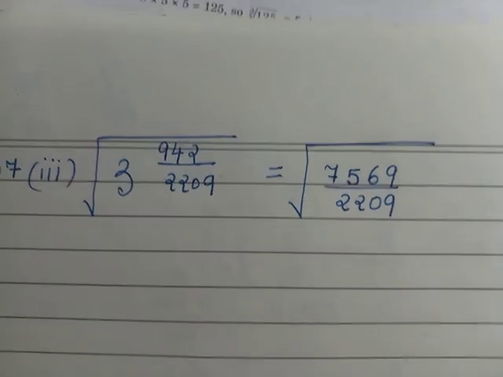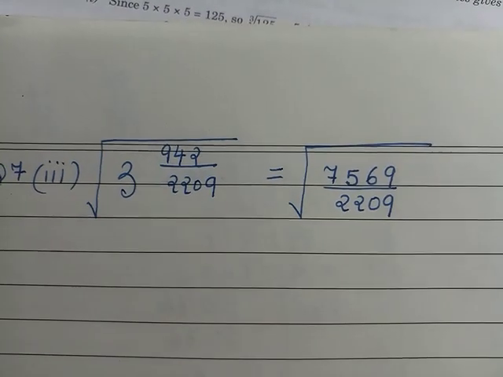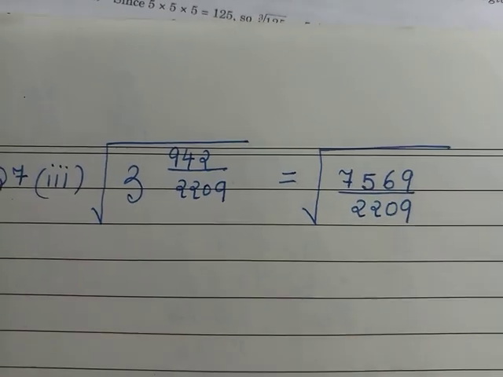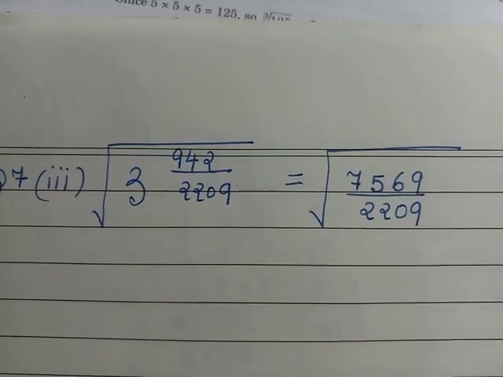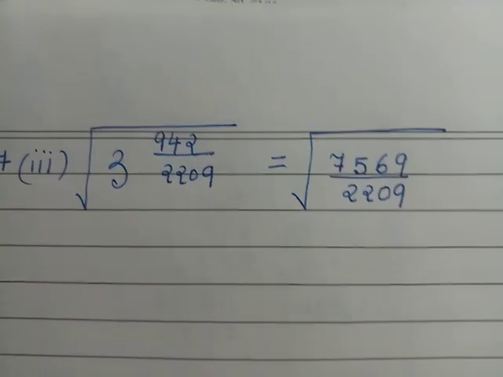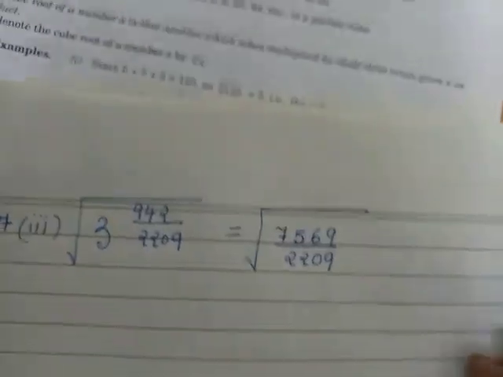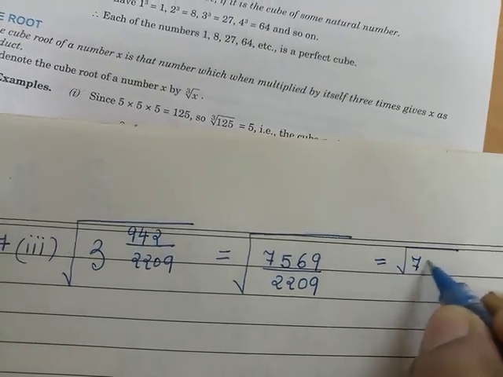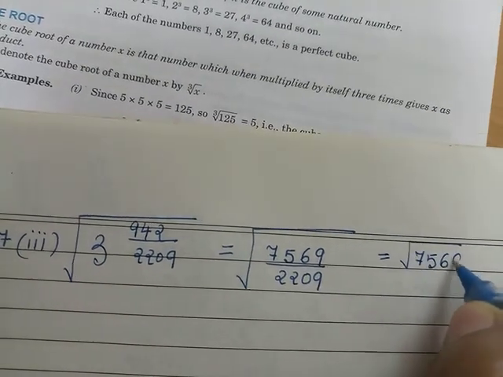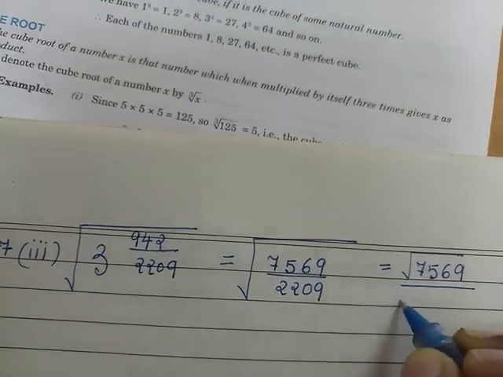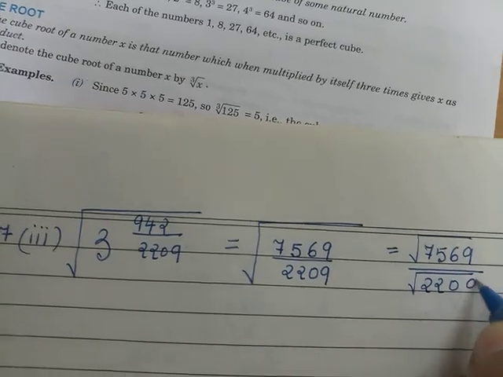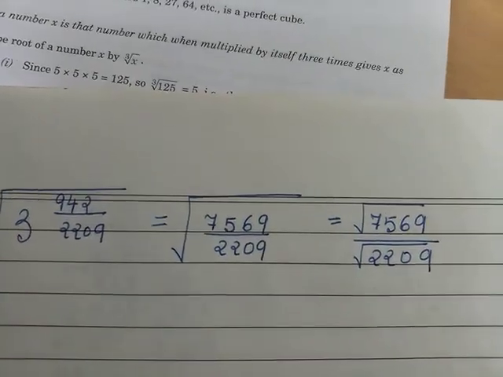If they have any common factor, then we'll cancel it out. If they do not have any common factor, then we'll find the square root of the numerator and the denominator separately, and then we will divide it. So what does it mean? It means square root of 7569 upon square root of 2209. So what we'll do, we'll find the square root separately.